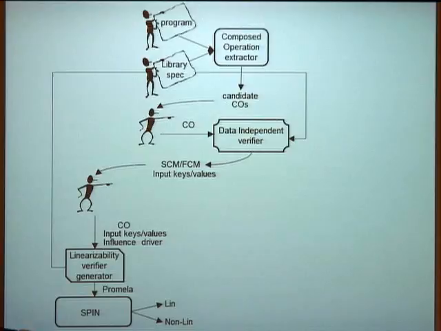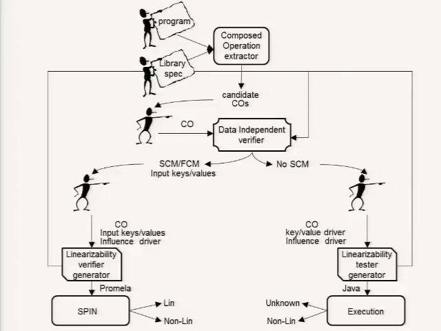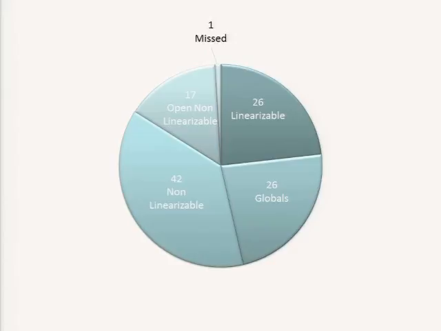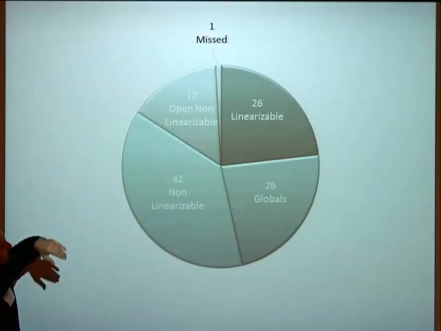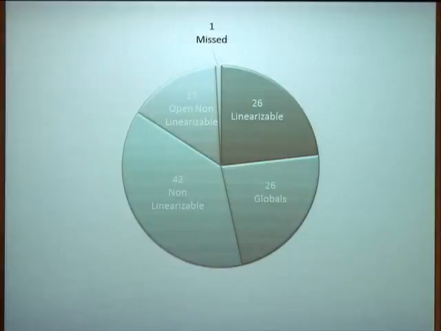And in case it is not data independent, then as before, we have this flow to just run testing and try to find bugs. Okay, so the overall result of the tool is that it finds 42 violations which are non-linearizable in the client, 17 are non-linearizable only in an open environment, and 26 have globals and therefore are non-linearizable. And it was able to prove, using the small model reduction that I described, 26 that are linearizable, and one we missed.